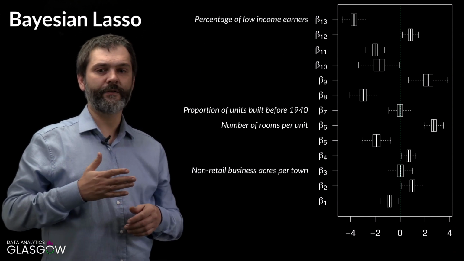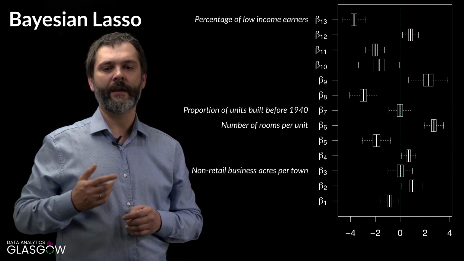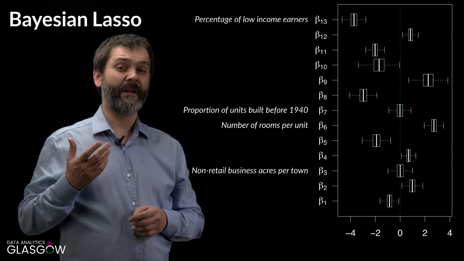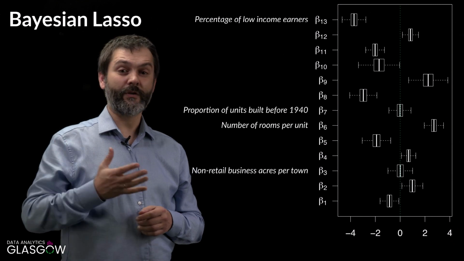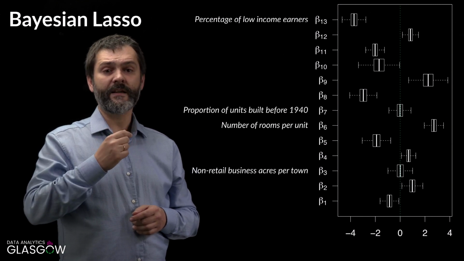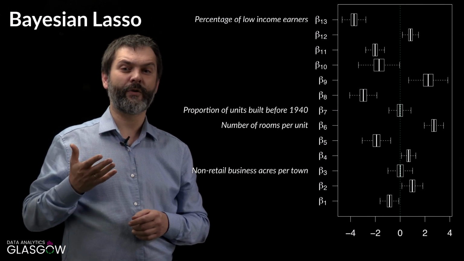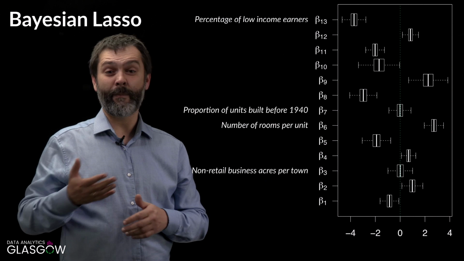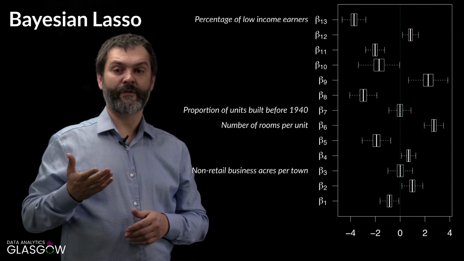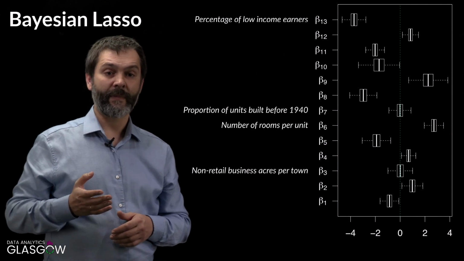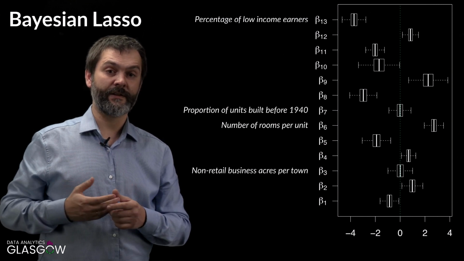And those variables happen to be the proportion of non-retail business acres in town, and that means whether there is an industrial estate in the house or not. And the other one is the proportion of houses built before 1940, whether it is old builds or new builds. Apparently, it didn't matter in the 70s what will be the price of your house, whether it is new build or old build. Other variables seem to matter, and they play different roles in this linear model.